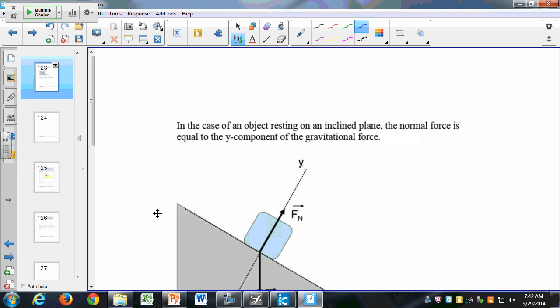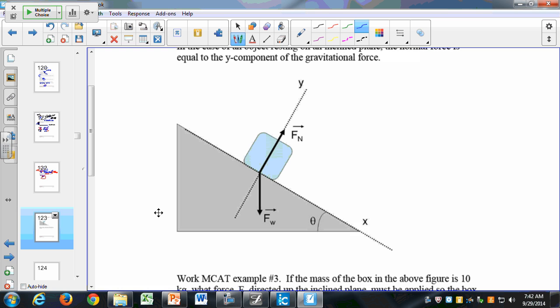Let's say that we have an object like this, and I want to know, in this case, whether the normal force is some value more or less than the weight, or equal to the weight. How is the normal force compared to the weight in this case? Is it equal to, less than, or more than the weight of the object? It's going to be less than, right?